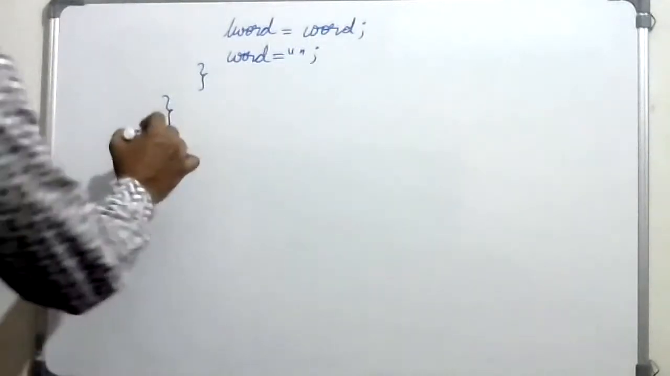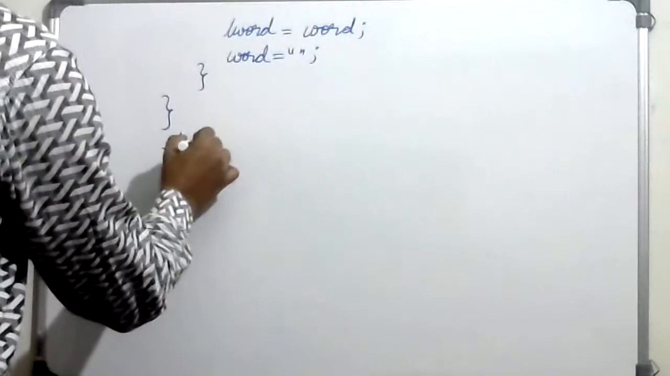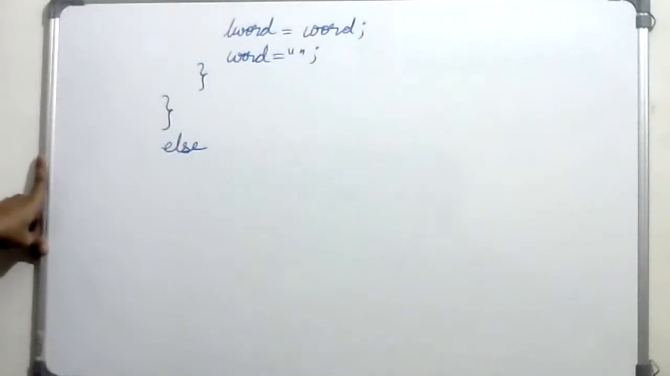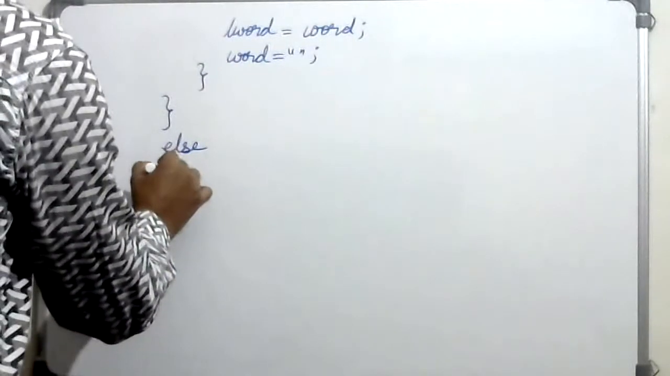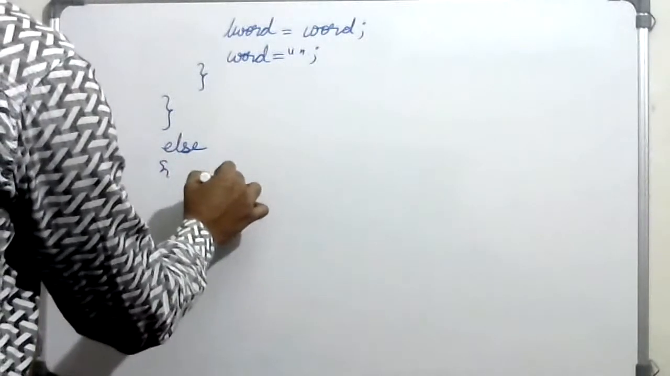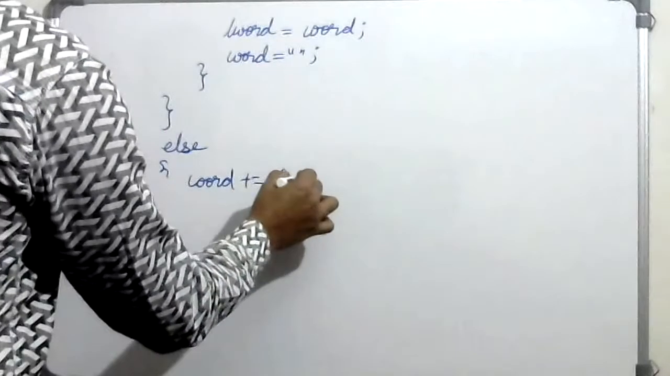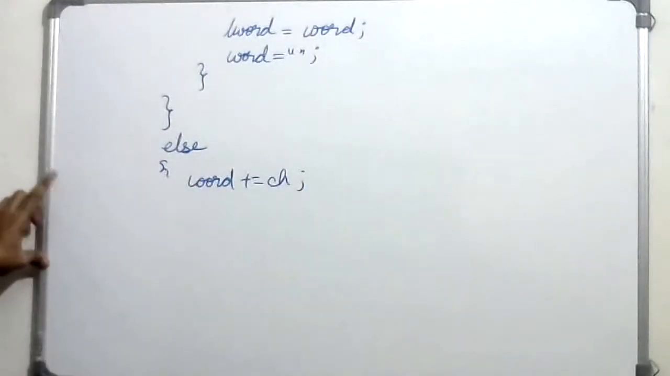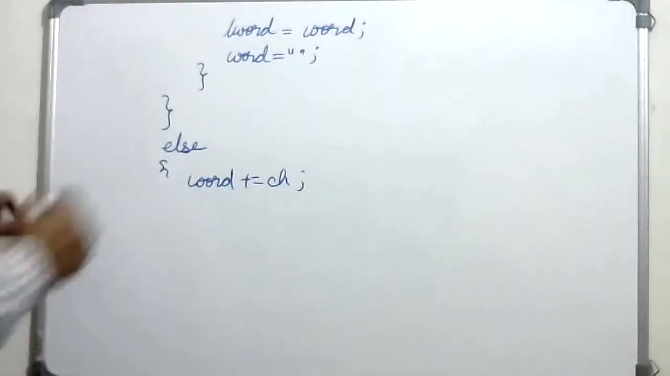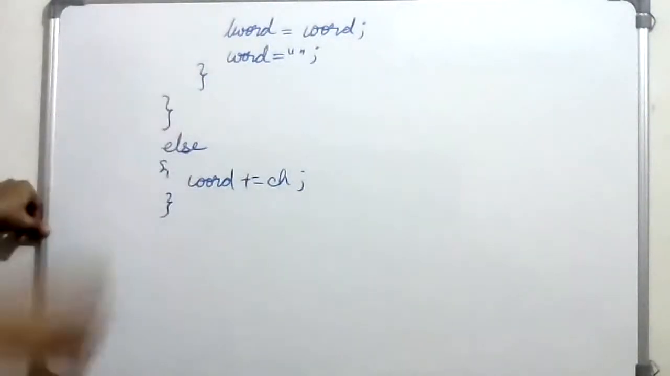Now the else part. If ch is not a space, then we'll just keep on forming the word. So word plus equal to ch. I hope you remember the notation plus equal to. So word plus equal to ch means word is equal to word plus ch. It's just concatenating all the characters to form the word. That's everything inside the else part.